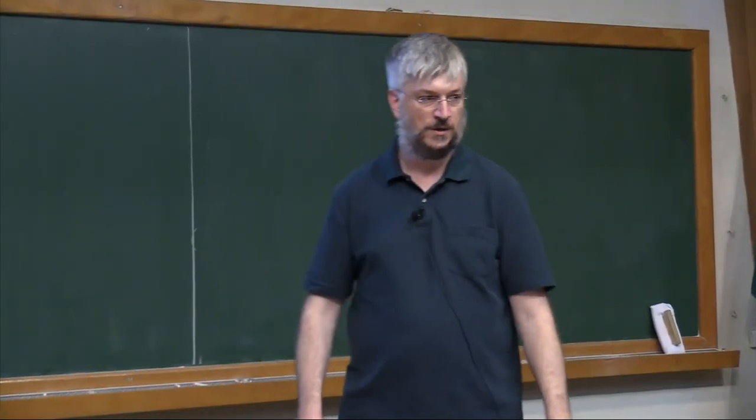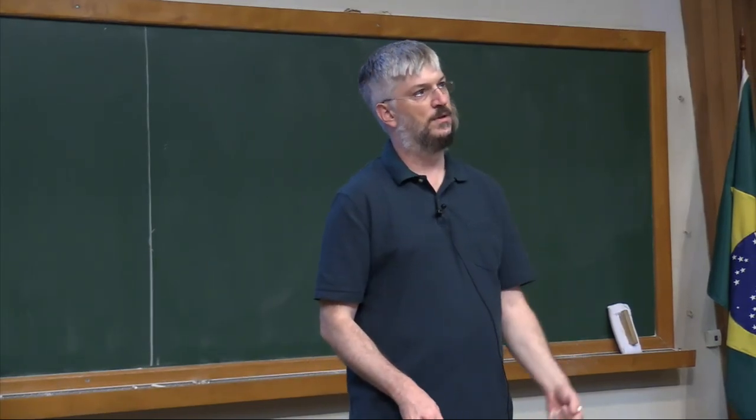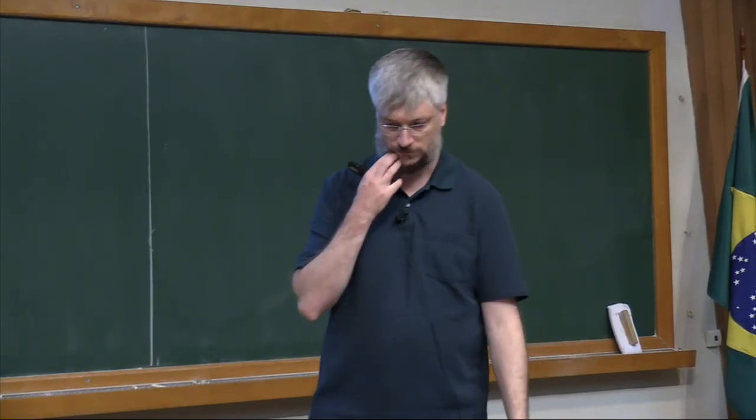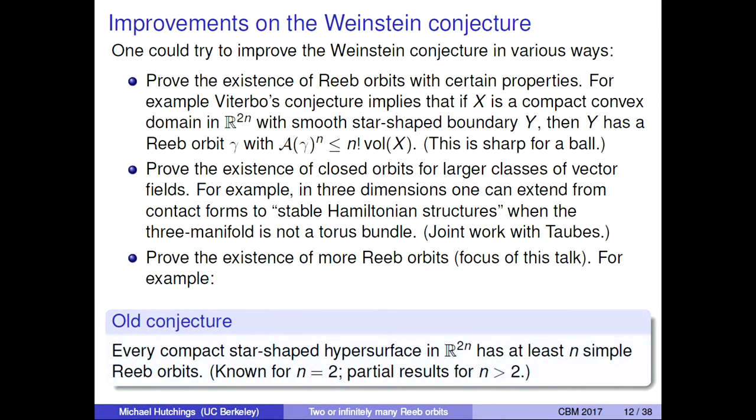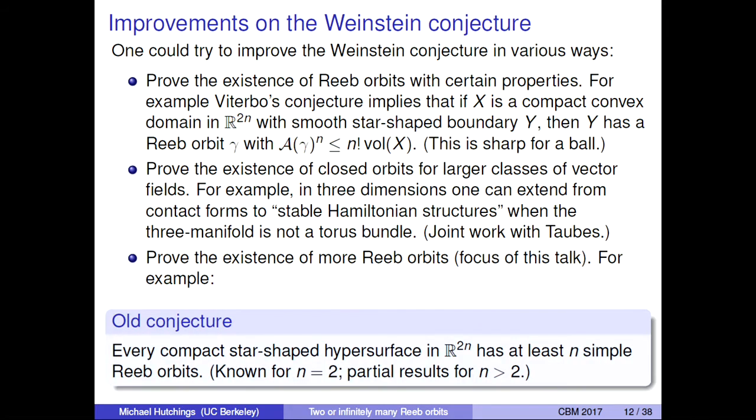Another thing you could try to do is extend the class of vector fields for which you can prove that a Reeb orbit exists. So for general smooth vector fields, you can make examples with no periodic orbit at all. So what exactly do you need to guarantee a periodic orbit? In joint work with Taubes, we proved that in the three-dimensional case, you can slightly generalize to what's called a stable Hamiltonian structure in most cases.